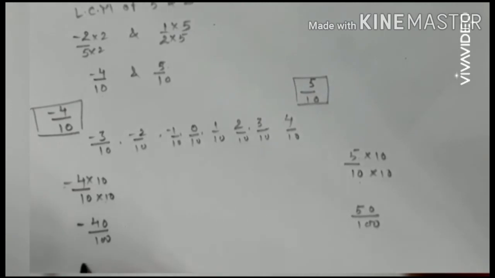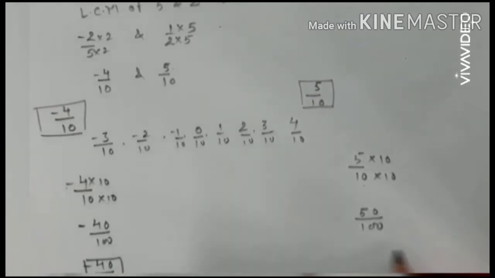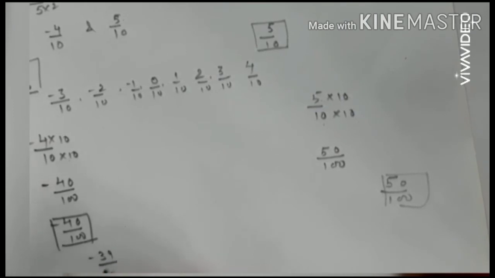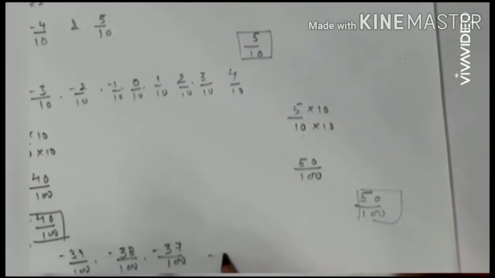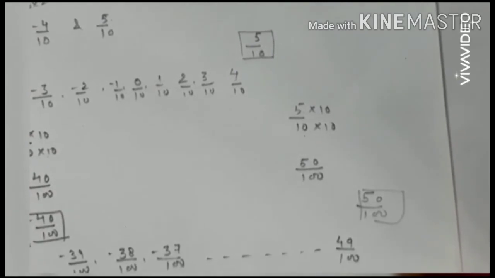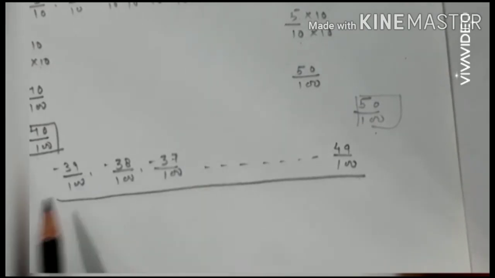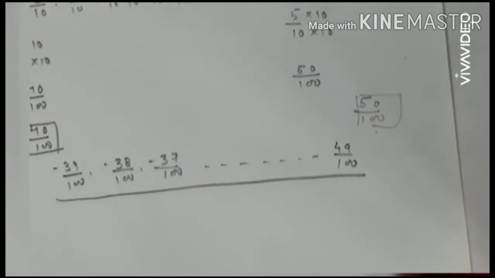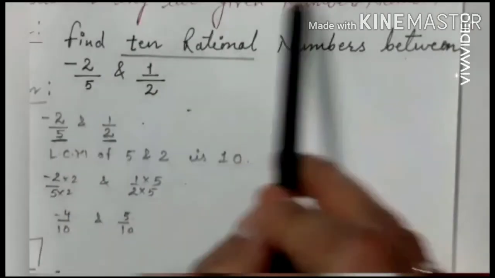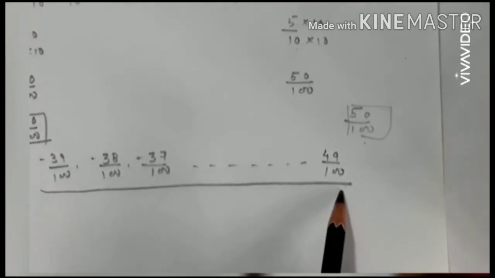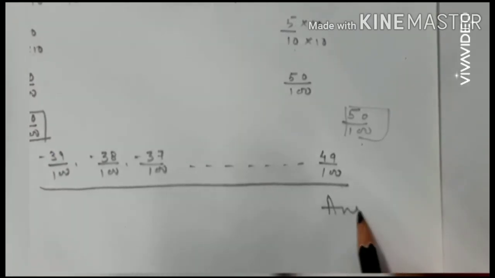Now between minus 40 upon 100 and 50 upon 100 there are so many numbers: minus 39 upon 100, minus 38 upon 100, minus 37 upon 100, and it goes on up to 49 upon 100. So you can choose any 10 from these. Your answer can vary from your friend's answer, because the main thing is that there are countless rational numbers between any two rational numbers. So you can choose any 10 numbers between these, and that will be your final answer.